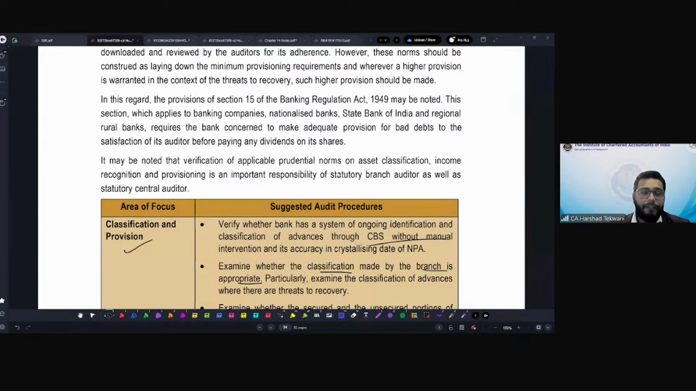Now there is a difference. Having a provision and writing off an NPA are both different. The moment I have a provision, the balance is still there in my books of accounts, but I have an NPA. I'll just show you an example.